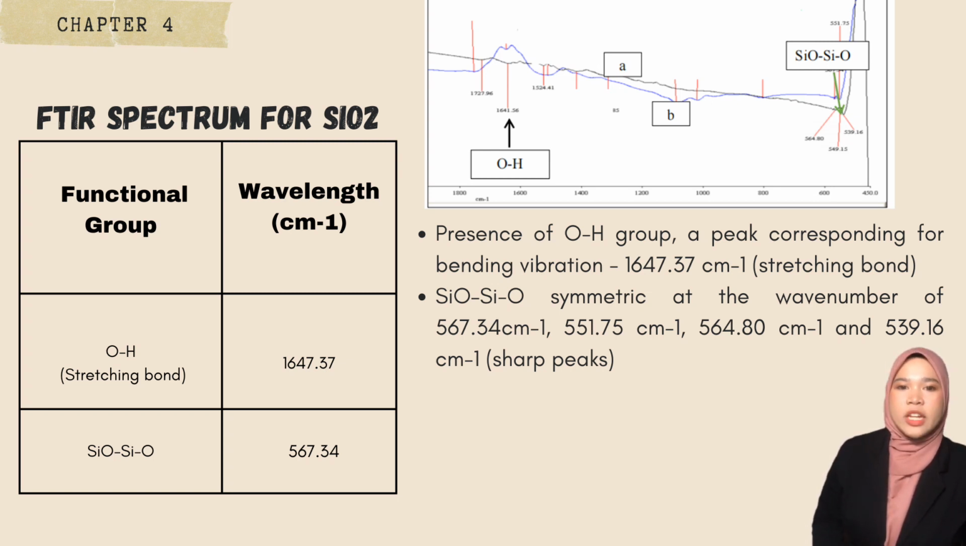For the FTIR spectrum for the SiO2, the presence of the OH group, a peak corresponding to the bending vibration, is noticed at 1607.37 cm-1, indicating a stretching bond. Next, SiO2 Si-O symmetric at the wave number of 567.34, and other peaks indicate the short peak based on the graph.